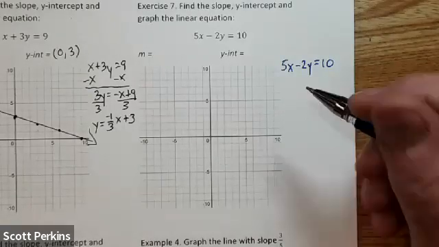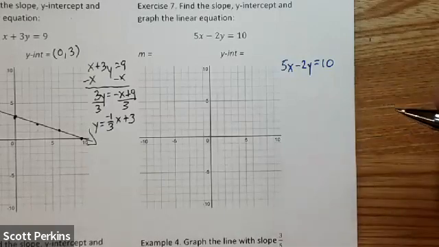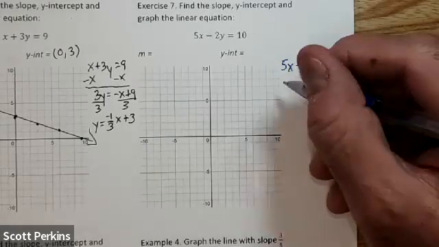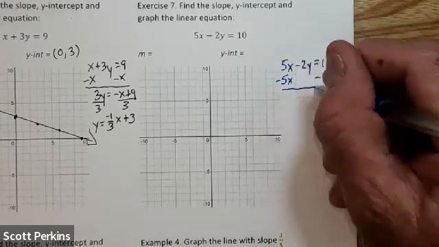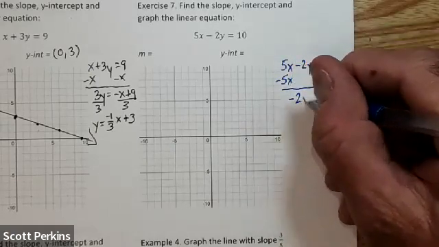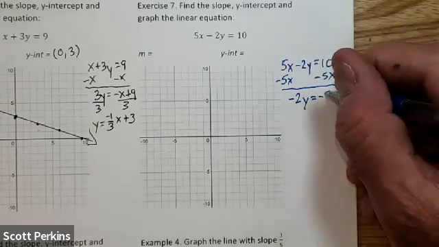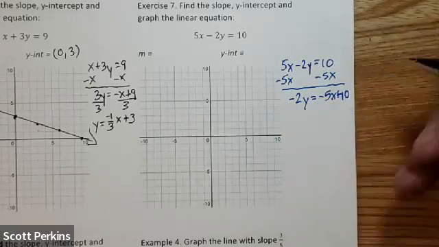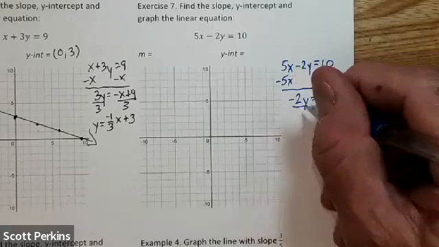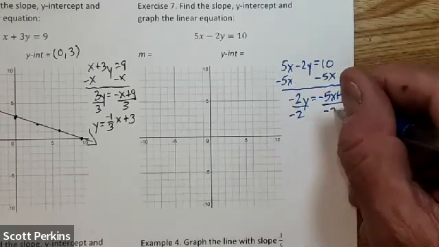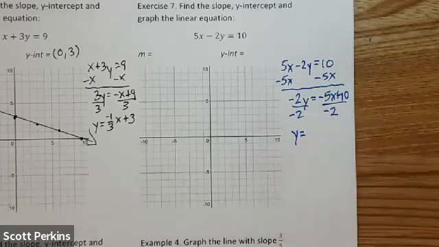I've got to move the x term first. That's always my first step. So I'm going to subtract, in this case, negative 5x on both sides. So that leaves me negative 2y and then negative 5x plus 10. So far, so good. Anybody got a concern yet? What am I going to divide by on this one? Negative 2, whatever's in front of the y, you divide by. And then don't forget to distribute.